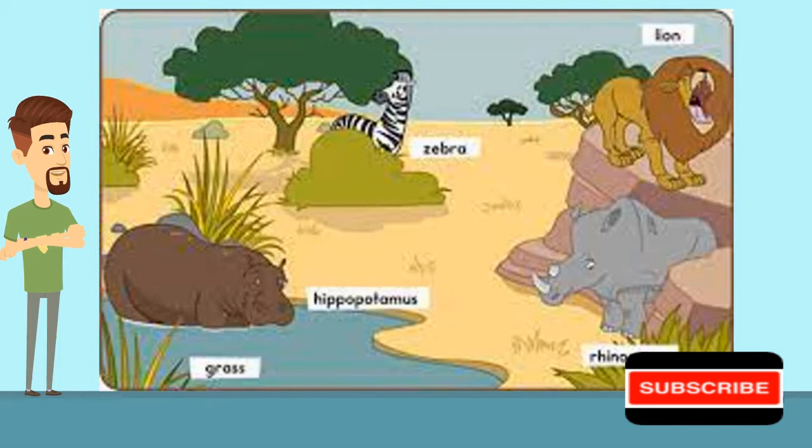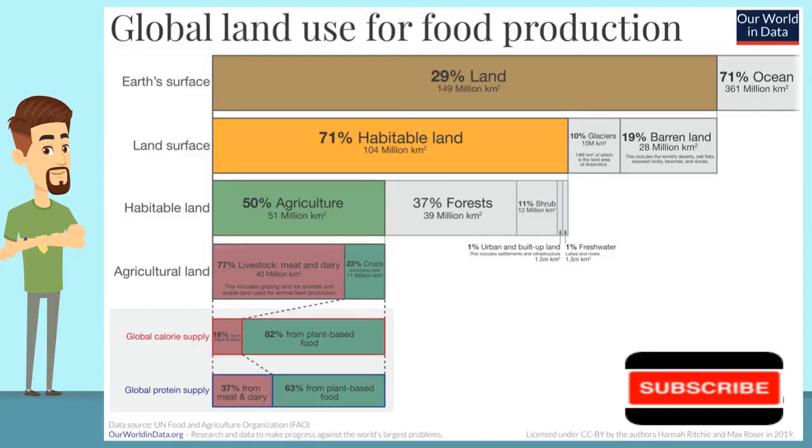If we rewind 1,000 years, it is estimated that only 4 million square kilometers, less than 4% of the world's ice-free and non-barren land area was used for farming. In the visualization we see the breakdown of global land area today. 10% of the world is covered by glaciers, and a further 19% is barren land, deserts, dry salt flats, beaches, sand dunes, and exposed rocks.